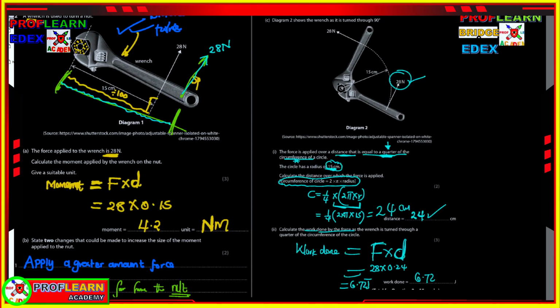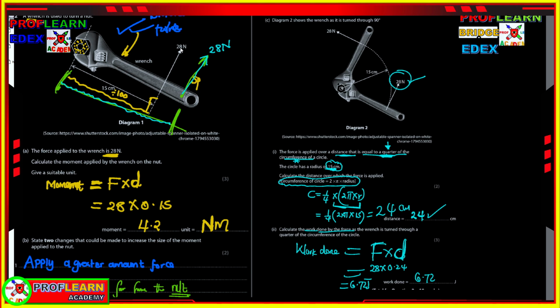The next question that featured here is the question on moments, and we have a wrench which is opening a nut. Remember, the principle of moments states that at equilibrium, the sum of clockwise moments is equal to the sum of anticlockwise moments about the same point. You also need to understand the formula used to calculate a moment of force. Remember, moment is force times perpendicular distance. The distance you're going to use is the perpendicular distance from the line of action of the force to the pivot.